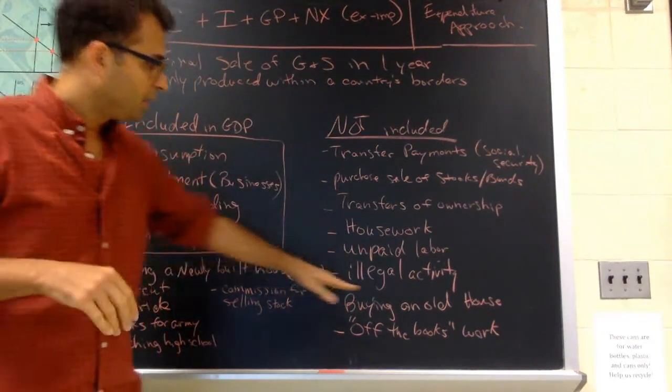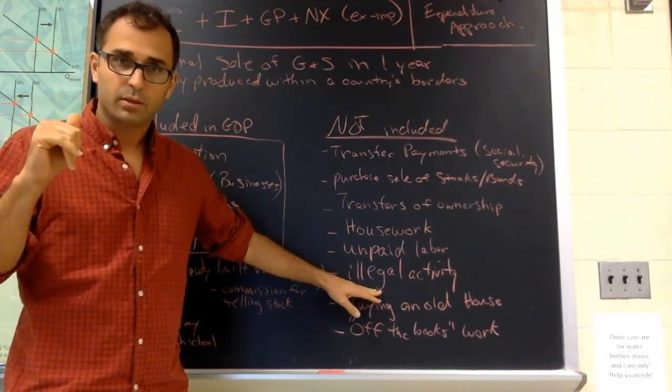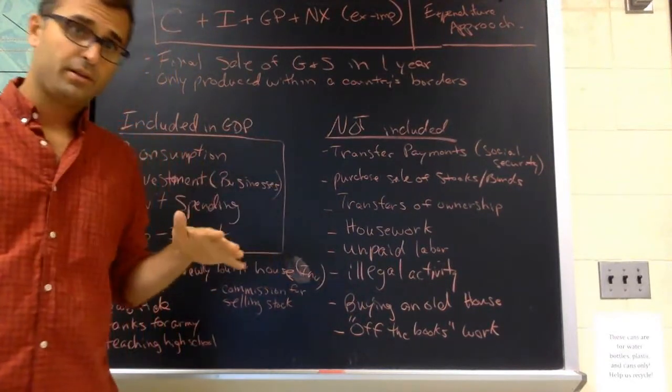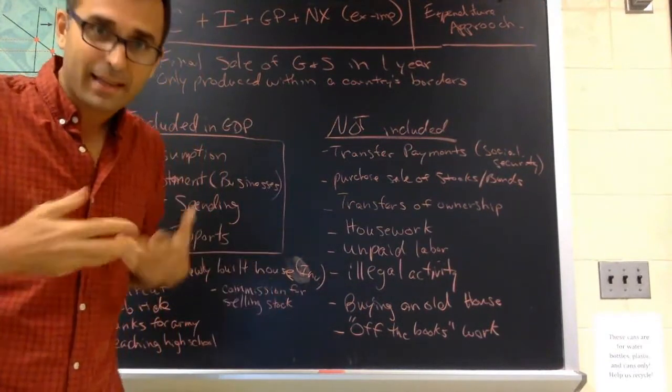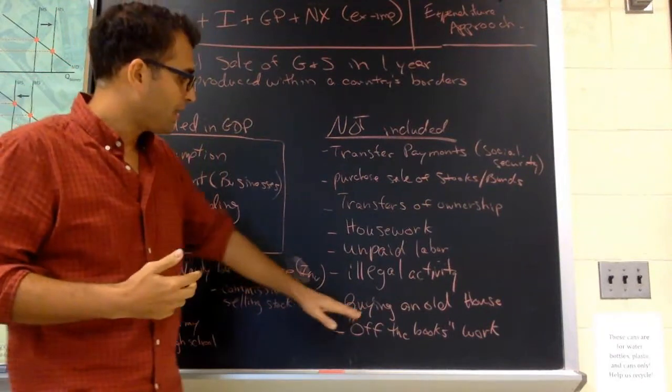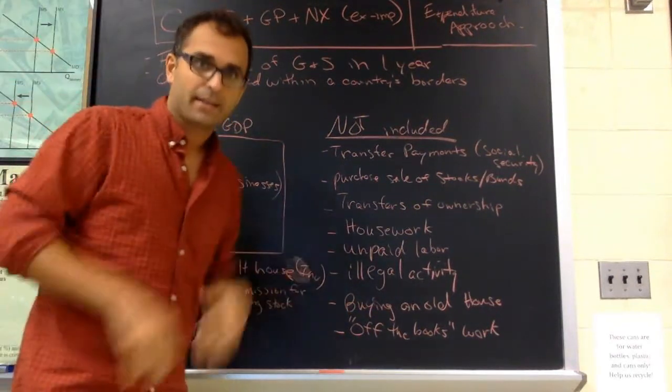Sorry, Grandma. Illegal activity is not included. Sale of drugs, illegal, not included. Anyone doing anything illegal is not included in GDP. There's no paper trail. Do economists know it exists? Yes, and they estimate that. All right. Buying an old house, not counted. Off the books work, not counted. Now, those are the things you've got to know, the basics.